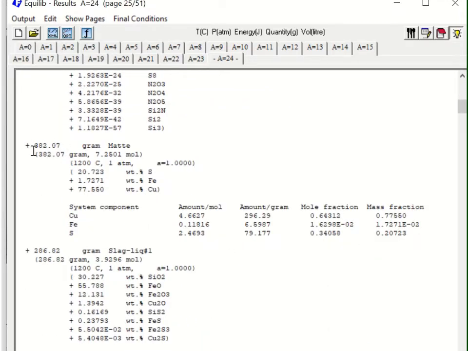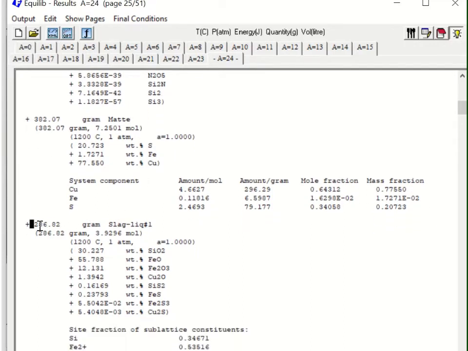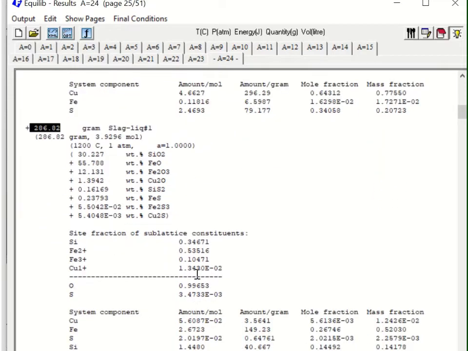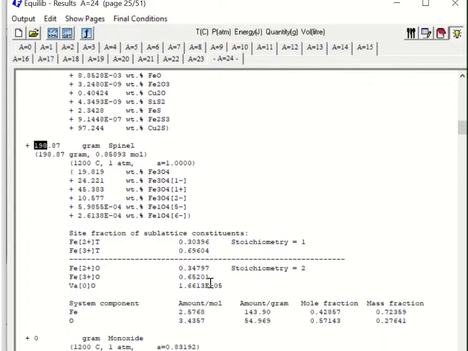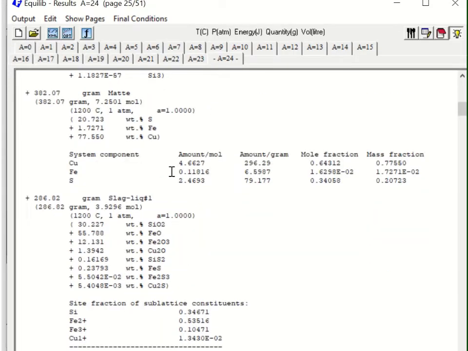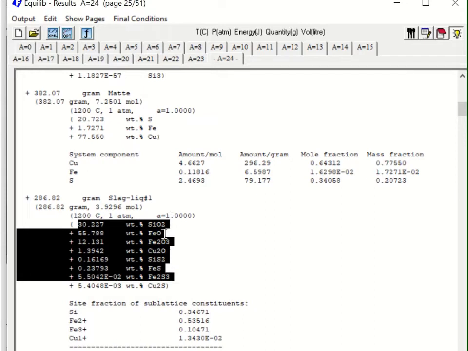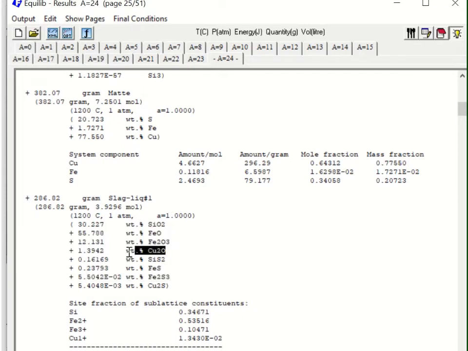Okay, and then if you go down, you have the 382 gram of the matte, and then you have the 286 gram of the slag, and then even 192 gram of the spinel phase, etc. So we have three things: matte, which is about 77% of the copper, it's very high copper, and we need only about 60% here, as I said. And then here you have SiO2 and some other thing, okay? And then you have the copper oxide is about 1.4%, okay?